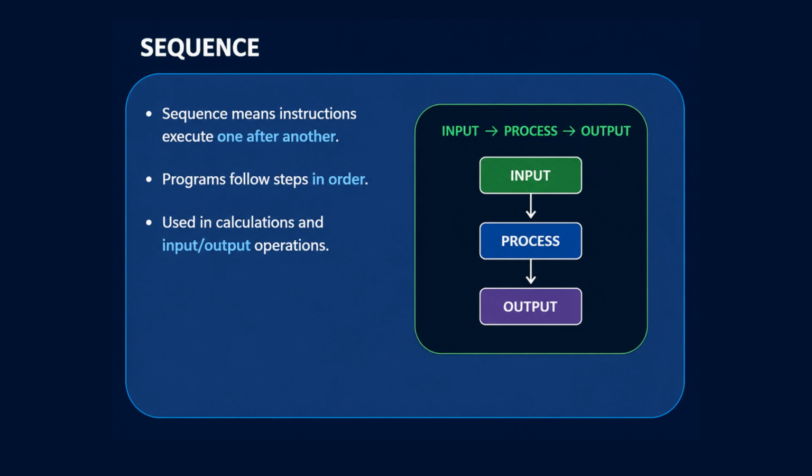Programs use sequence in calculations, data processing, and input-output operations. If the order of instructions changes, the program may produce incorrect results. That is why sequence is very important in programming and algorithm design. Almost every program begins with sequence before using more advanced structures like selection and iteration.